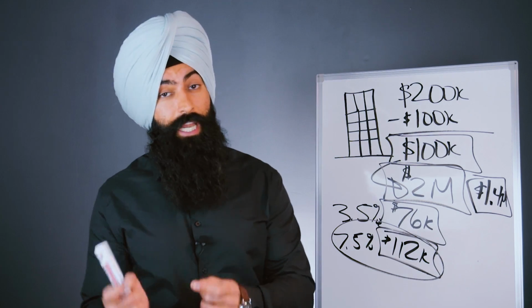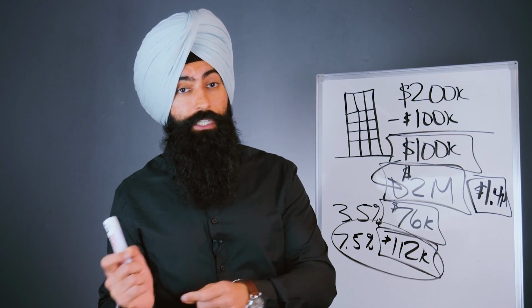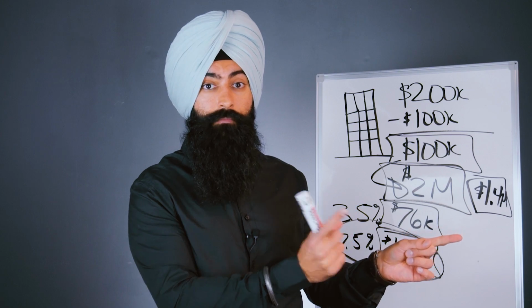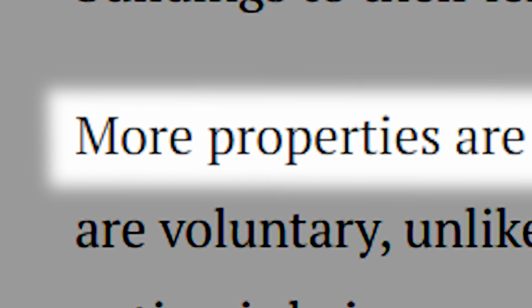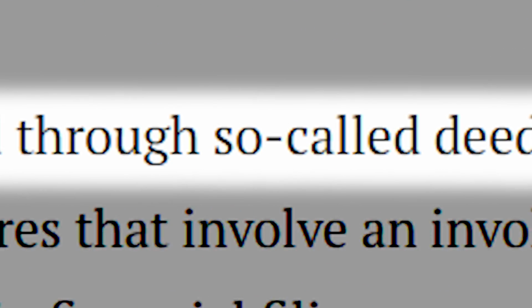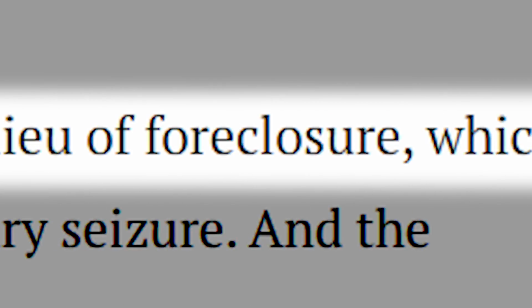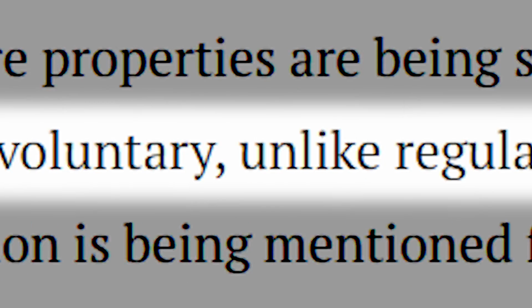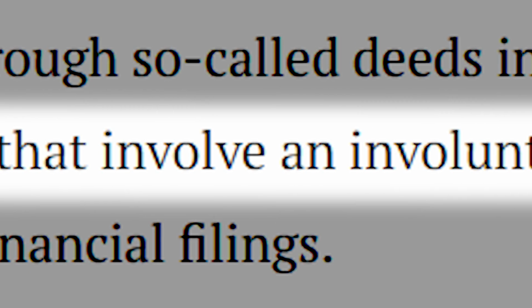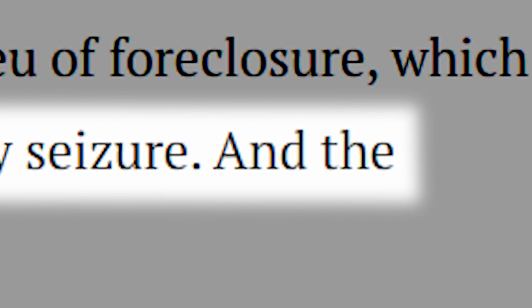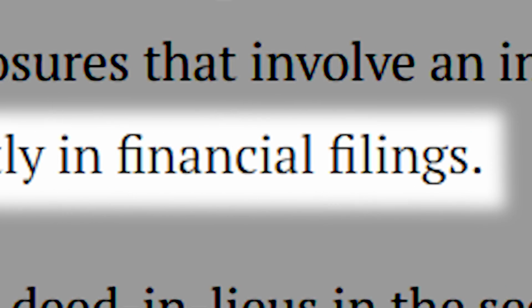And what we've been seeing happen is many landlords, instead of making their next mortgage payment, are just mailing the keys back to the bank. Take a look. This is from CoStar. Many properties are being surrendered through so-called deeds in lieu of foreclosure, which are voluntary, unlike regular foreclosures that involve an involuntary seizure, and the option is being mentioned frequently in financial filings.